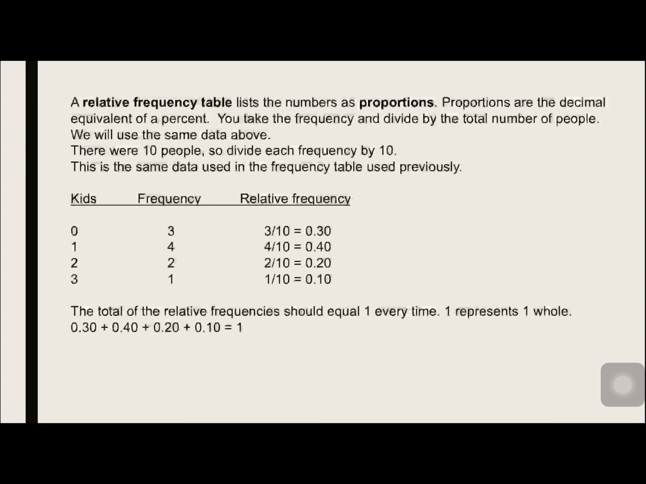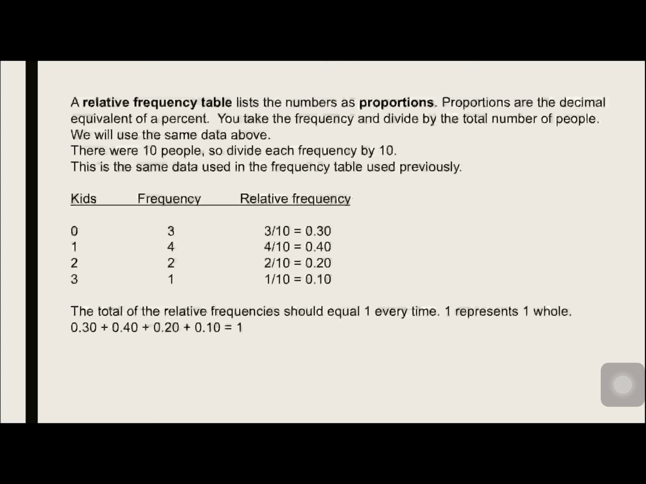A relative frequency table lists the proportions. Proportions are the decimal equivalent to a percent. You take the frequency and divide by the total number. So we'll use the same data from the first example with our 10 people asked how many kids they had. So for 0 kids, the frequency was 3. And we're going to take 3 and divide by 10 because there were 10 total people. So each of those numbers will divide by 10, which gives us the proportion.